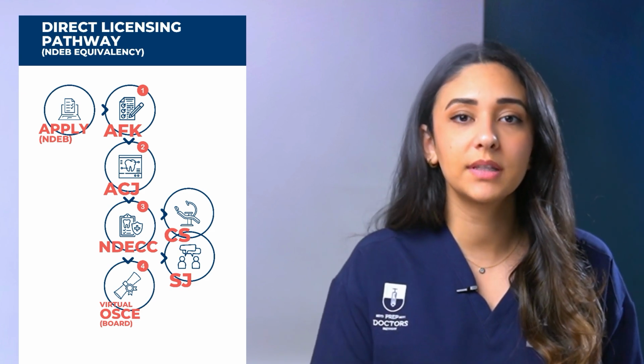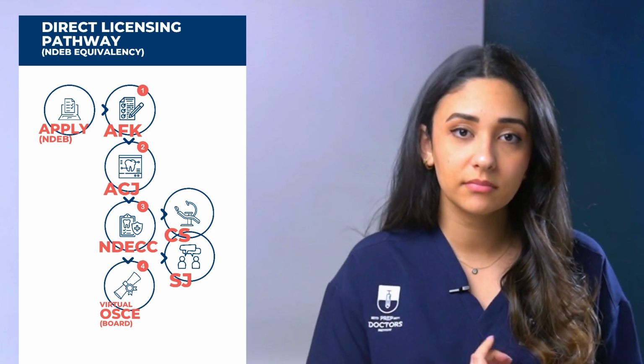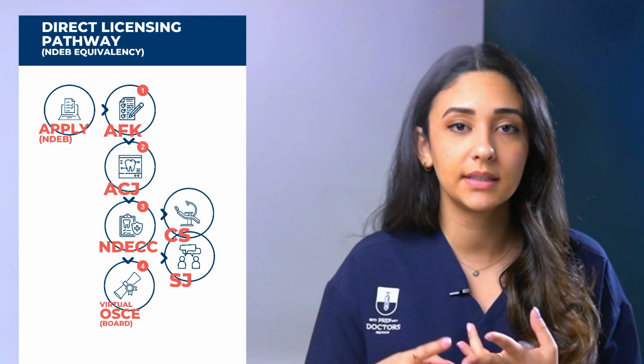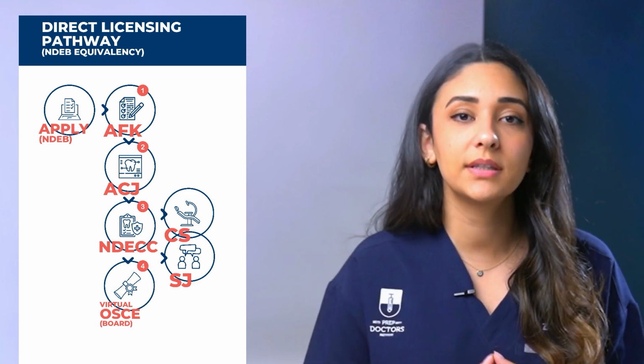The NDEB equivalency process is basically the direct licensing system by the Canadian National Dental Board. It's put in place for internationally trained dentists trying to obtain their license and practice in Canada. It's one of the pathways to be able to get your license here. So the NDEB equivalency process is divided into 3 equivalency exams. The AFK, once you pass the AFK, you move on to ACJ. When you pass the ACJ, you move on to the NDECC exam. After clearing 3 exams, you move on to the certification process, which is the OSCE.